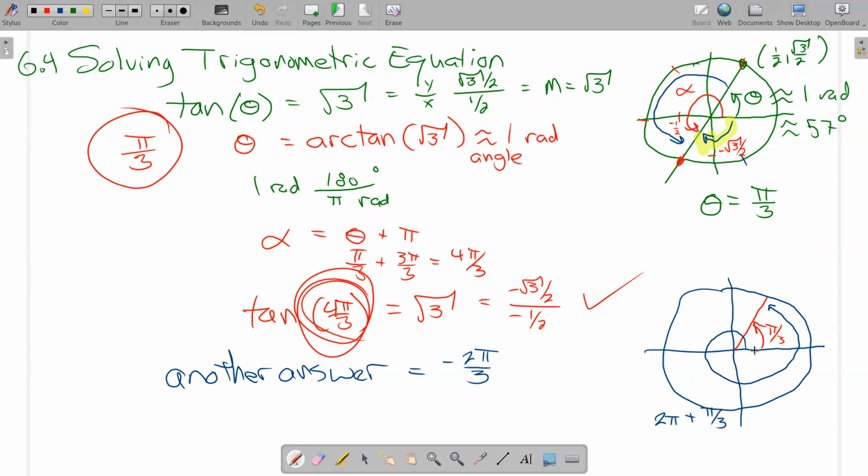I could start here and wrap around in a negative direction. So that right there, that negative version would be, if you think about going around fully negative and then backing up pi over 3, that would be negative 2 pi plus pi over 3. So there, and I could do this all day long. There are infinitely many solutions to this equation. And so somehow we have to find a way to decide which ones we want. Let's back up a sec.